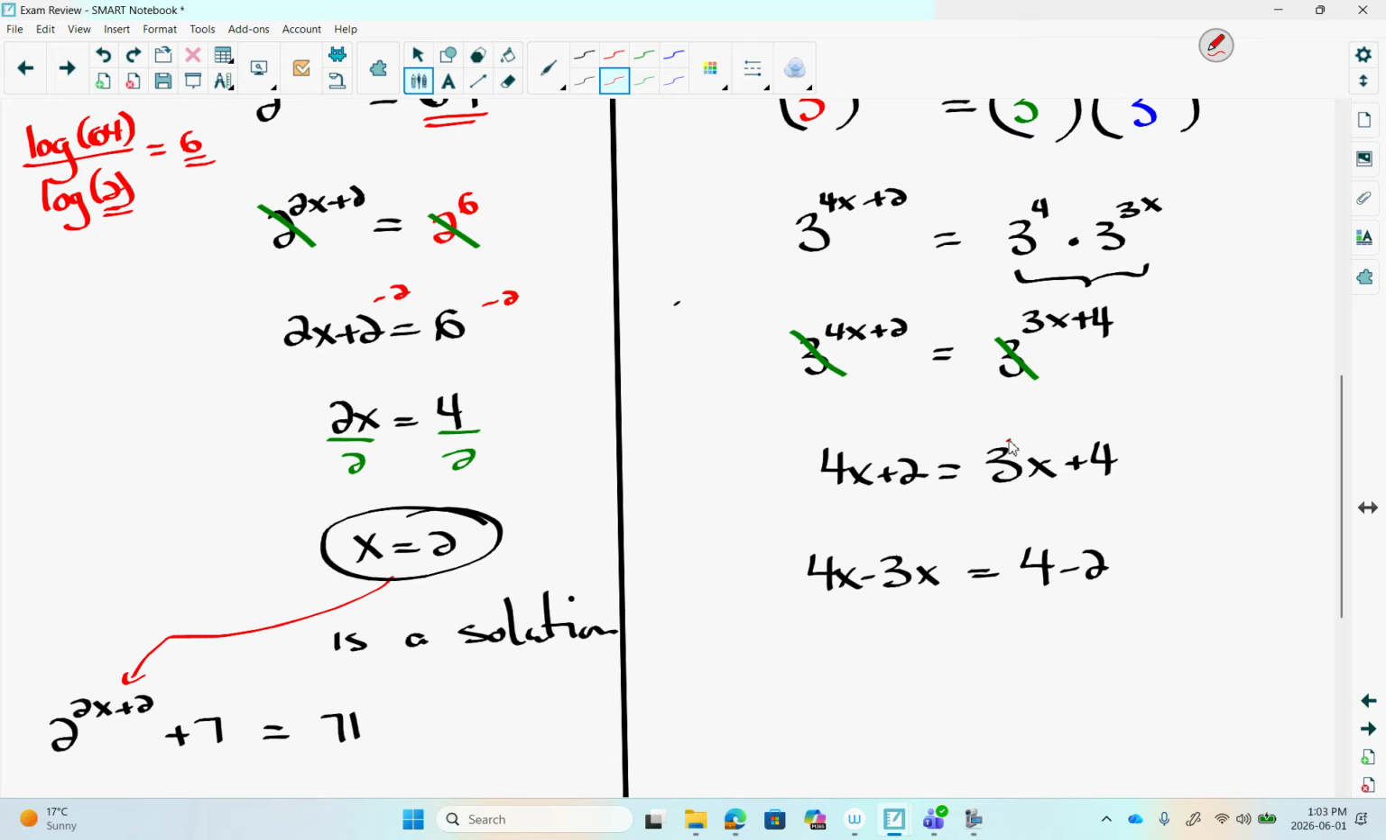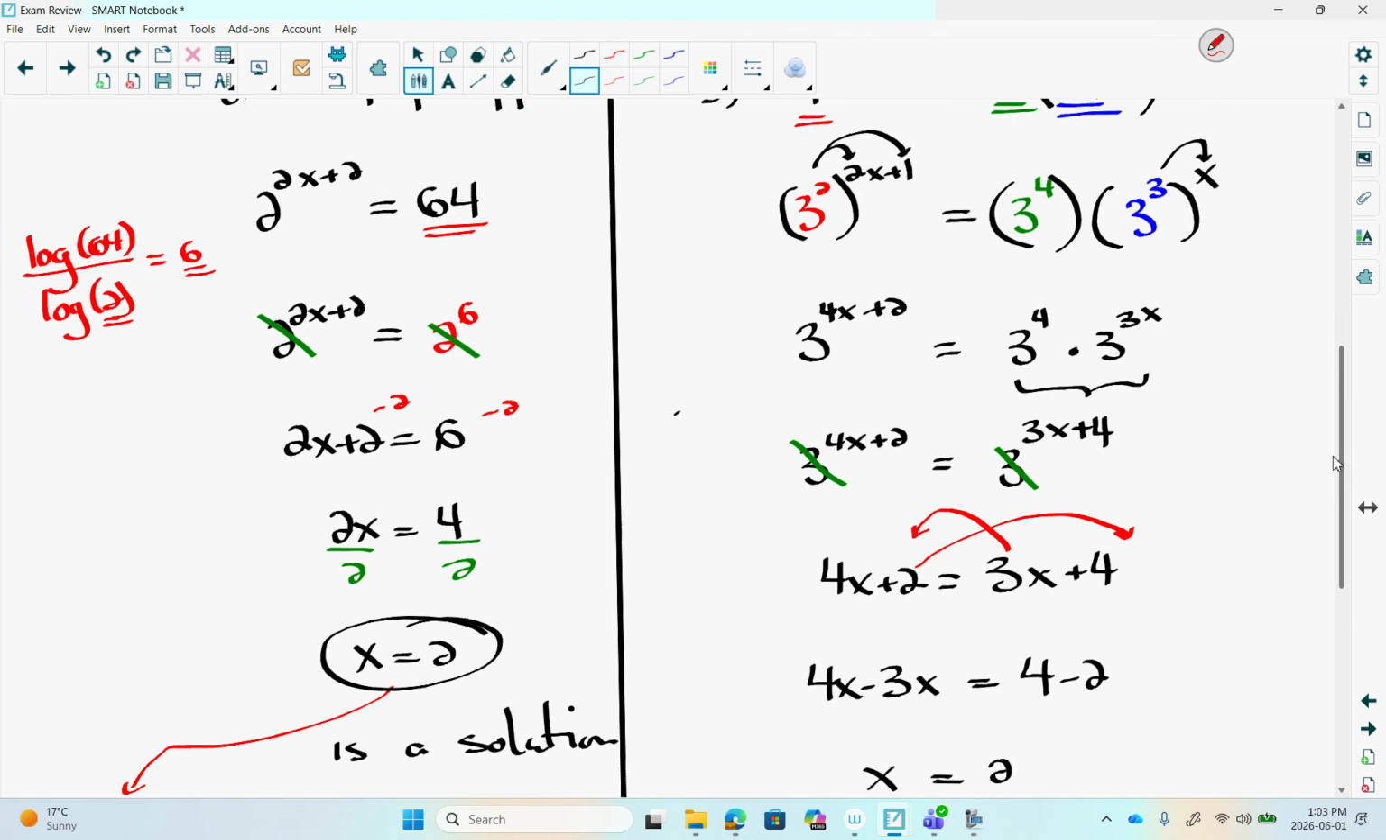So I brought the 3x from the right to the left, and I brought the plus 2 from the left to the right. What's 4x minus 3x? 1x. What's 4 minus 2? It's 2. Is it always equal to 2? No, it's just a coincidence, right?